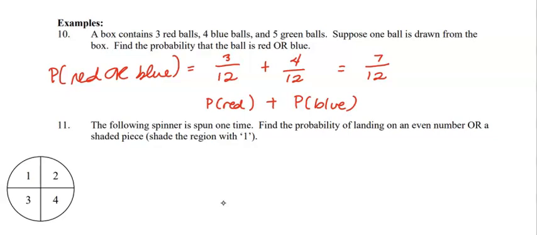If there's ever any outcomes in common, that's when you would remove those, but there's not any overlap in the red and the blue balls. So it's just the red ones plus the blue ones.